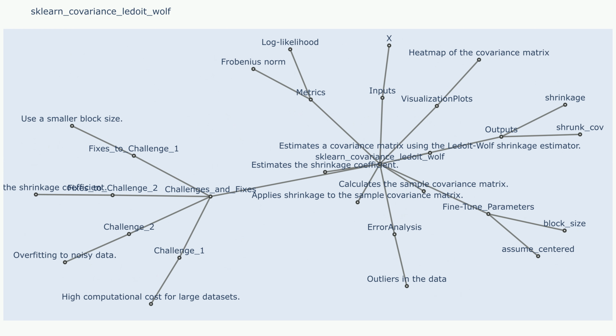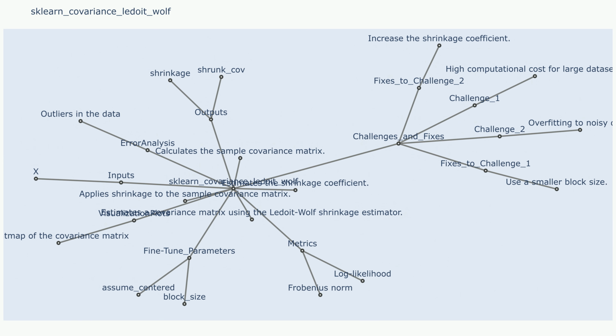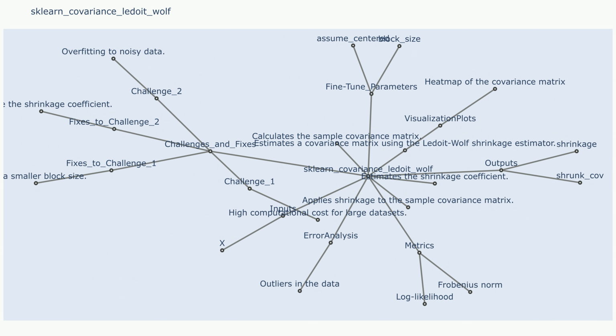Metrics: mean squared error. This measures the difference between the estimated covariance and the true covariance. Frobenius norm: this measures the distance between the estimated covariance and the true covariance. Visualization plots: heat map of the covariance matrix. This allows for visual inspection of the relationships between variables. Scatter plots of variables with highlighted correlations. This helps to visualize the strength and direction of relationships between variables.